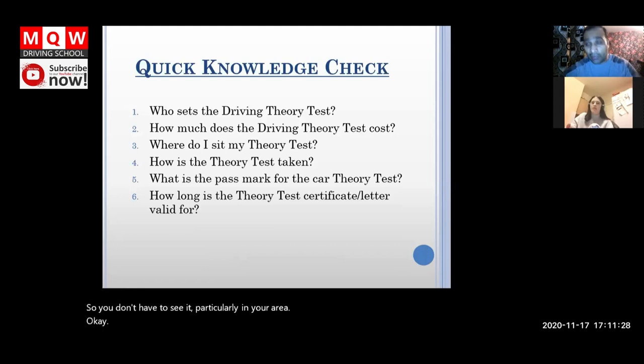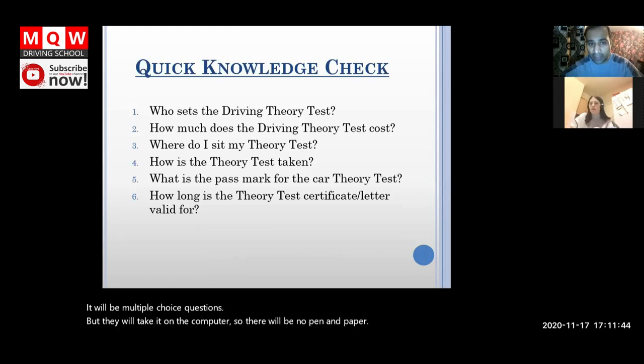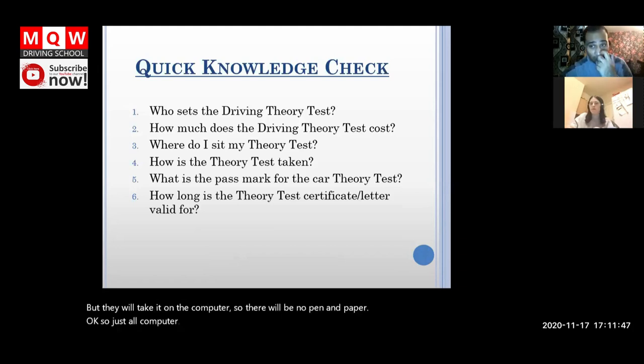And do you know how it will be taken? Is it paper or computer based? Paper. No, it's all going to be computer based. It will be multiple choice questions, but you will take it on the computer. So there will be no pen and paper. Okay. So just all computer based. This is why we're using the computer, so you can see how it will work.